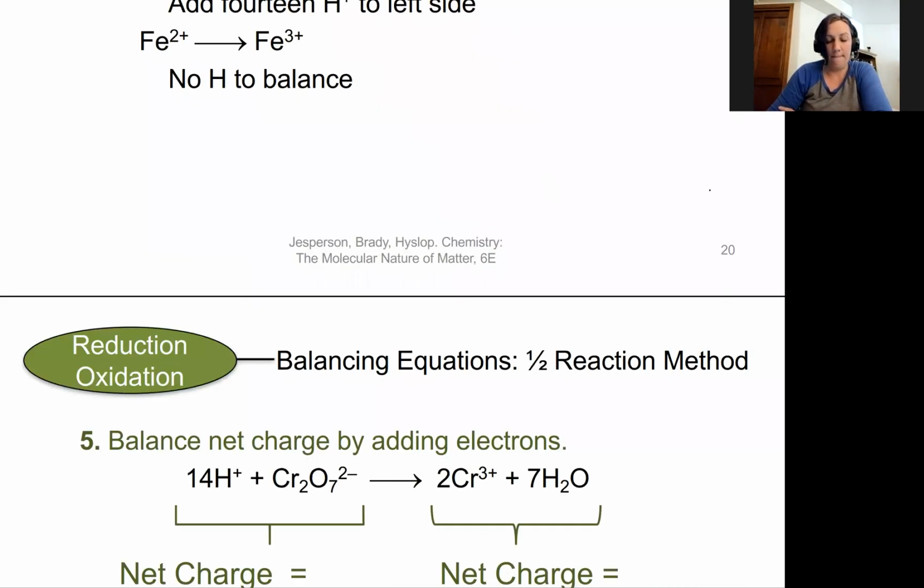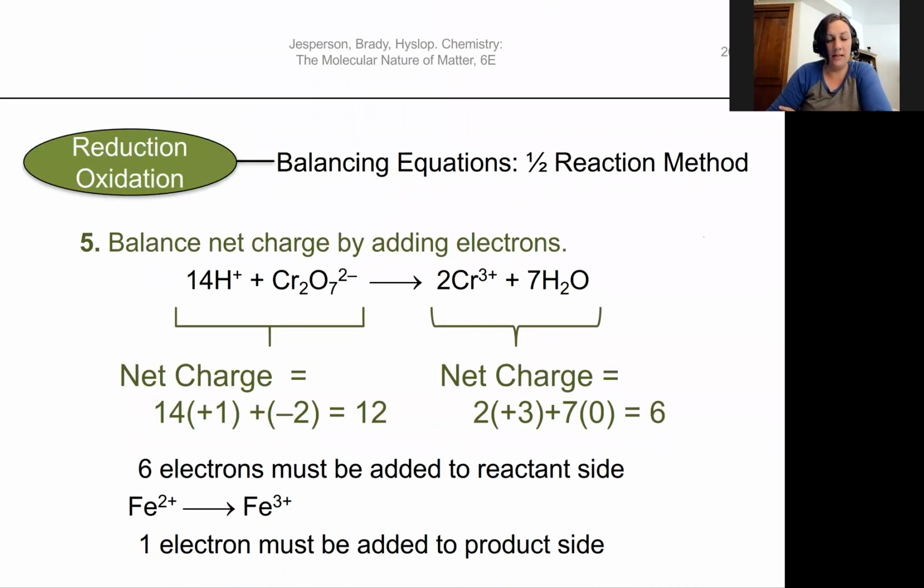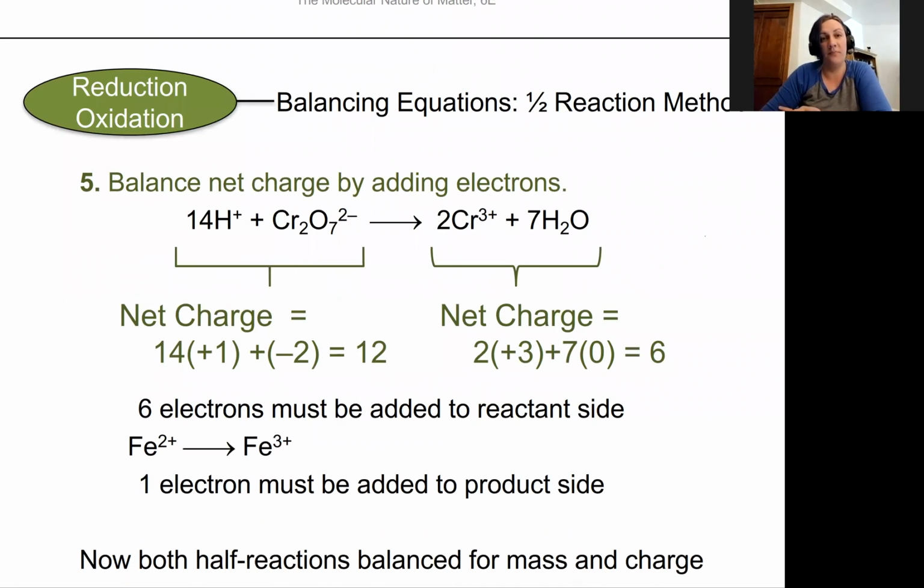All right. Now what I'm going to do is take a look at my total charge. I'm not going to take the charge that I looked at when I compared my oxidation numbers, because after adding 14 protons, or maybe adding hydroxide later when we do it under basic conditions, that's going to change the charge on both sides of my equation. So I'm going to take the total charge on each side and compare it.